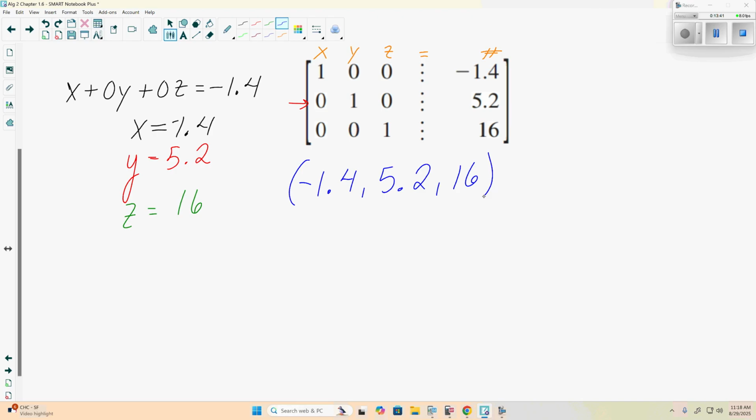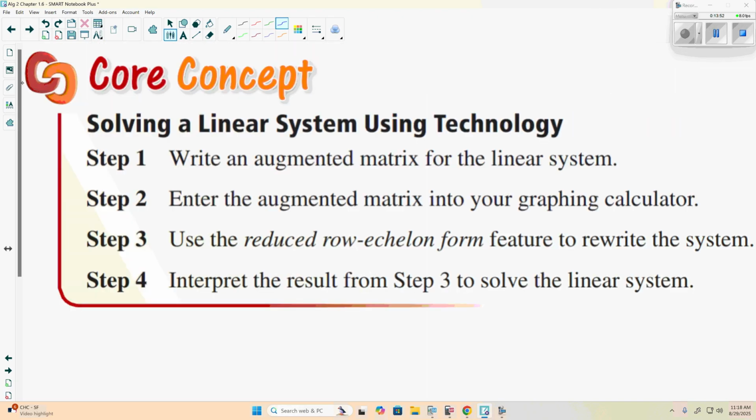So we can actually use these augmented matrices to solve a system of equations. We ready to see how we do this? So, solving systems using technology, using these graphing calculators, are these 4 steps. 1, we need to write the augmented matrix. 2, we need to put it in. And 3, tell the calculator to put it in reduced row echelon form, the form we just saw, that diagonal of 1s.